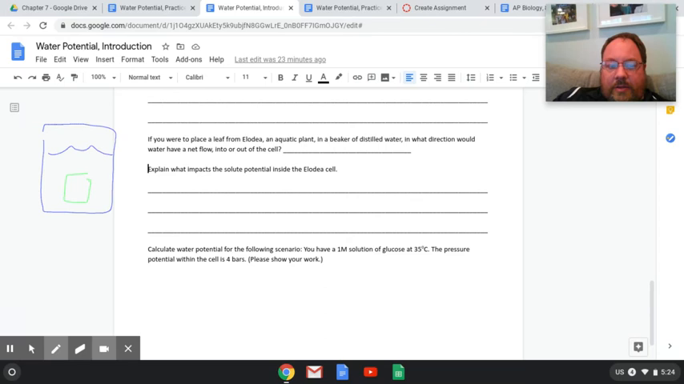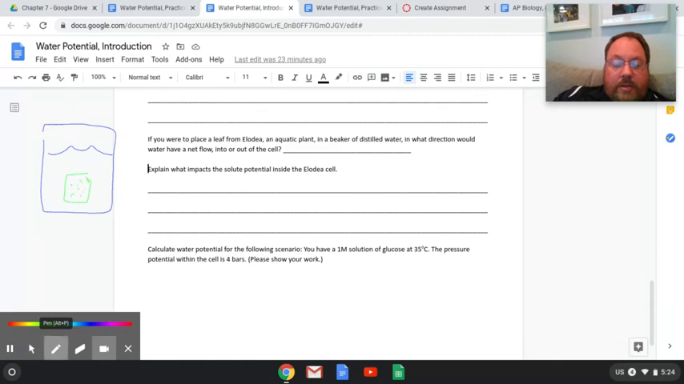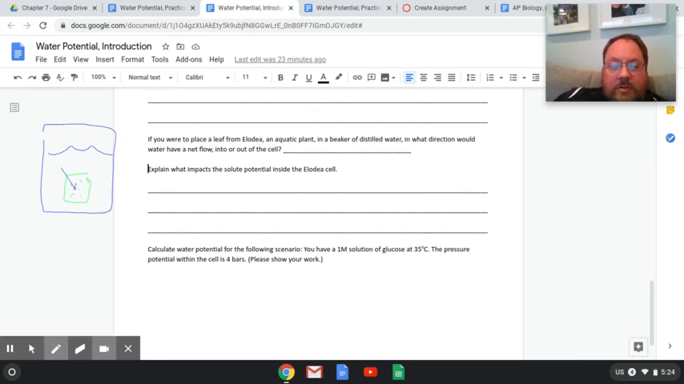Plants have solutes in them, right? So we can imagine little dots in here for the solute. Well, when solute concentration goes up, what happens to water potential? That's right, it goes down. So because there are solutes dissolved in the Elodea plant, it will have a negative water potential, and water flows from high to low potential, so water will flow into the cell.